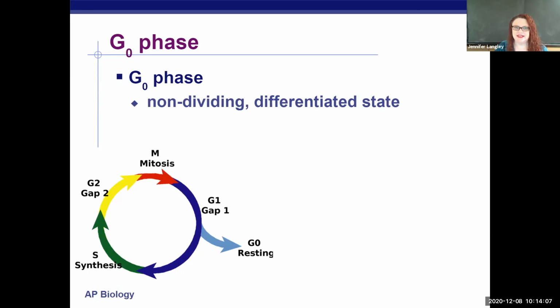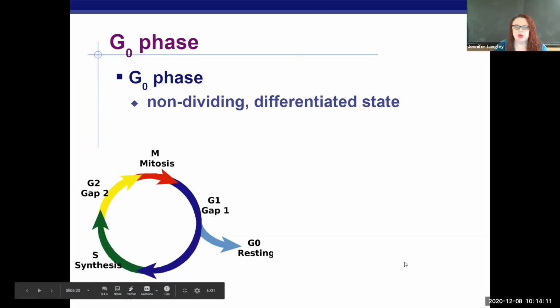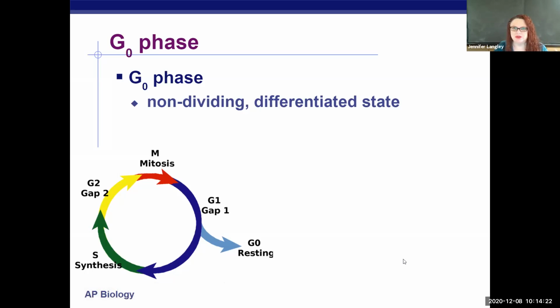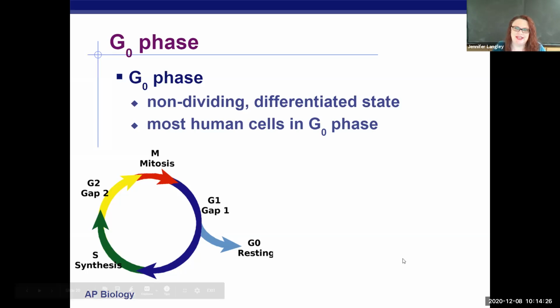So in the G0 phase, again, not dividing, it is in its differentiated state. So this is a cell that has become whatever it's going to be, a heart cell, an eye cell, whatever. And it's just going to stay in that position and just keep doing that job. Most of our cells are in the G0 phase. Okay, most of our cells are just hanging out, doing their job.